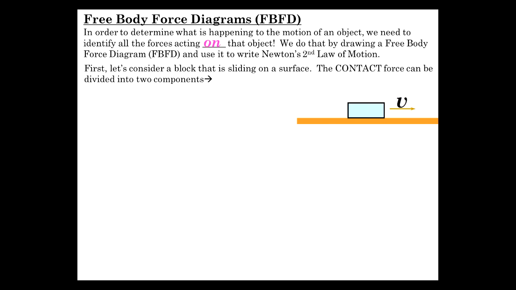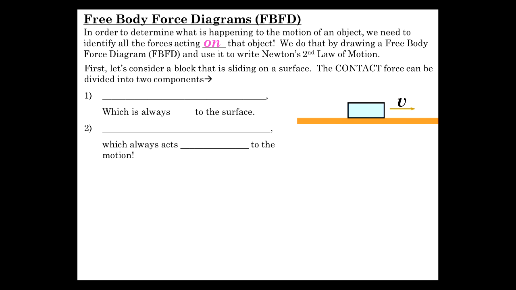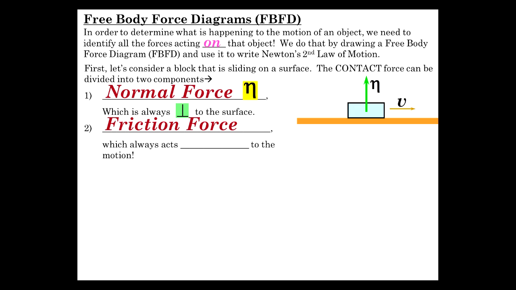And let's start with, say, a block sliding on a surface at speed v. Now, the contact force can be divided into two components. What's in contact with the surface? Well, the block is. And if it's sliding, there's two pieces to this. We have the normal force. Normal force means a force perpendicular. Perpendicular to what? Perpendicular to the surface. So it's always perpendicular. We can draw it in like this. Arrow pointing up, normal.